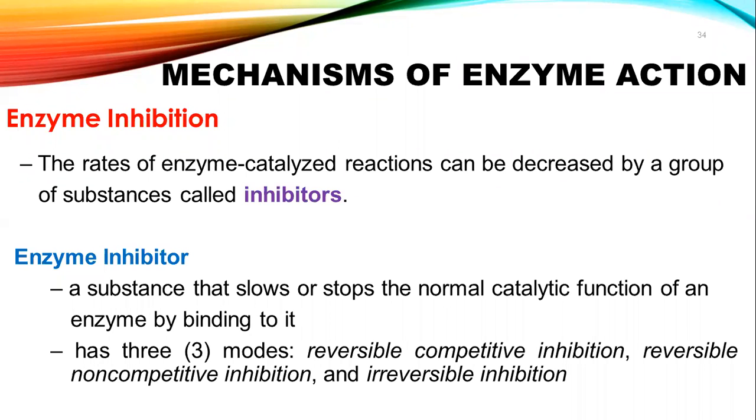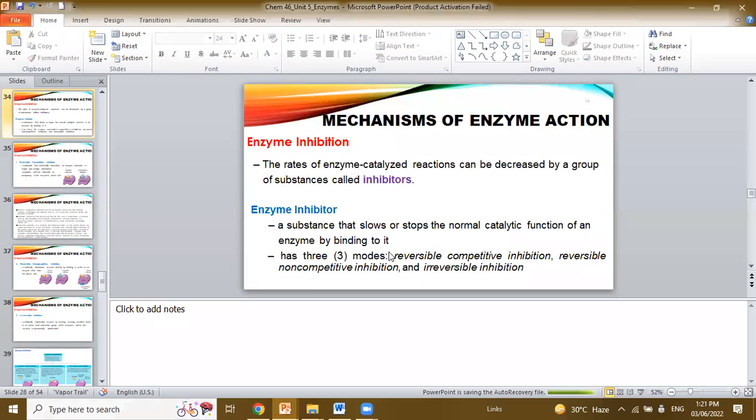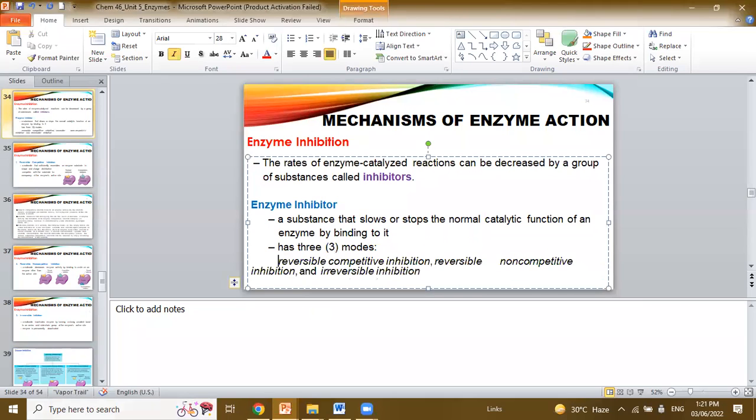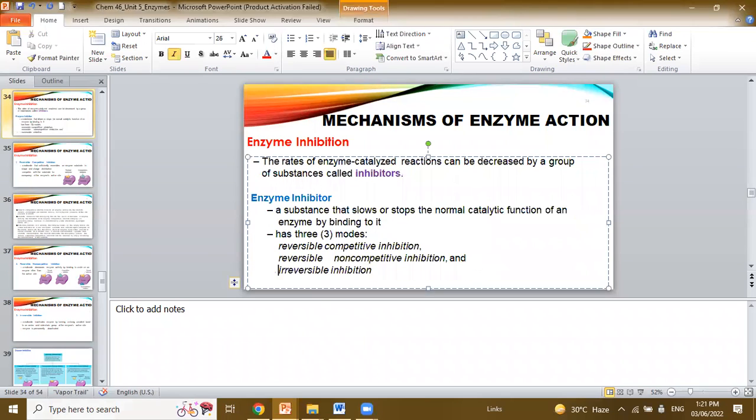Enzyme inhibitors slow or stop the normal catalytic function of an enzyme, and they do it by 3 modes. From the word inhibitor, it inhibits, stops, or slows the normal reaction using the enzyme. How does it do that? It has 3 modes. Number 1, it can do reversible competitive inhibition. Number 2, it can have reversible non-competitive inhibition.